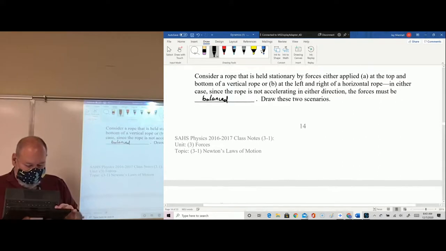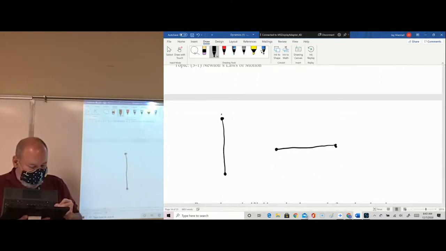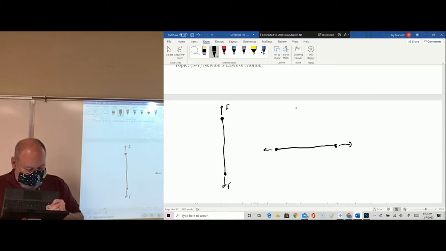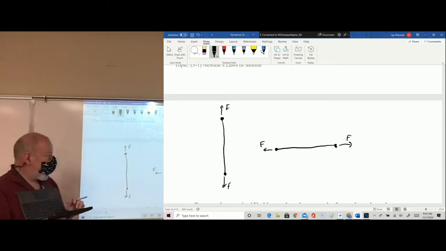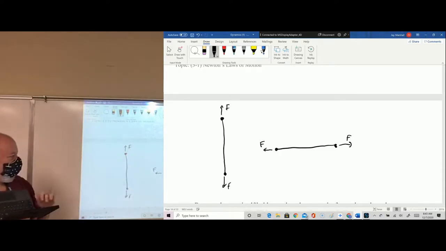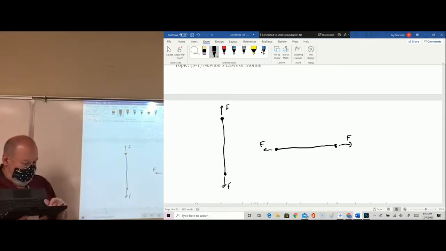Okay? So I've got a force here and a force here, and I've got a force here and a force here. Force, force, force, force. Okay? So I've got forces. The rope's not accelerating, so the forces must be balanced, as indicated by the fact that all of the F's are the same.